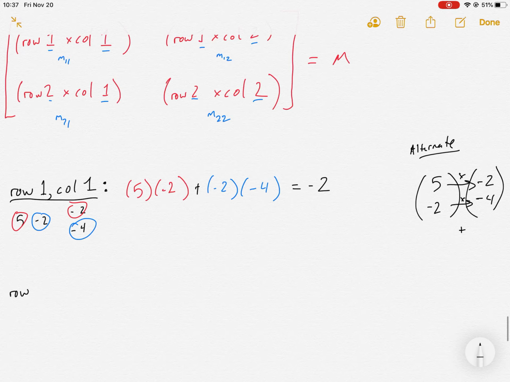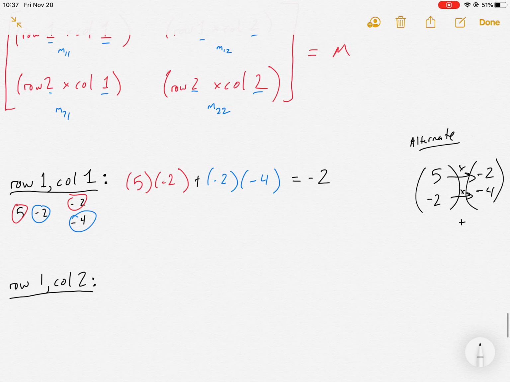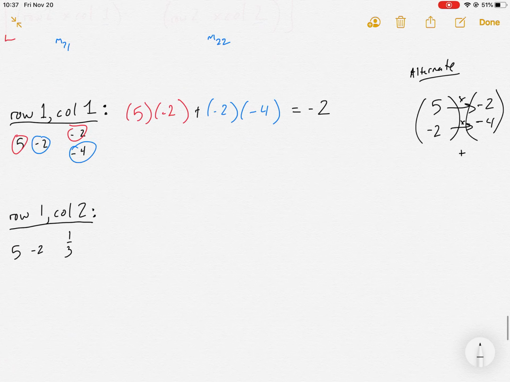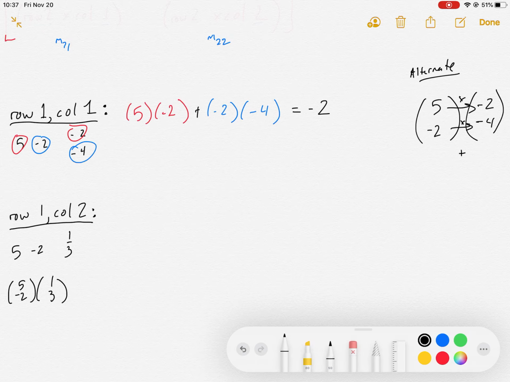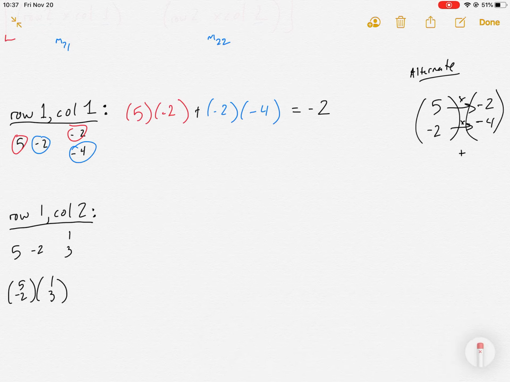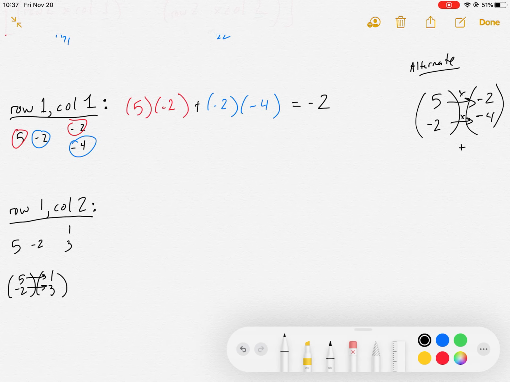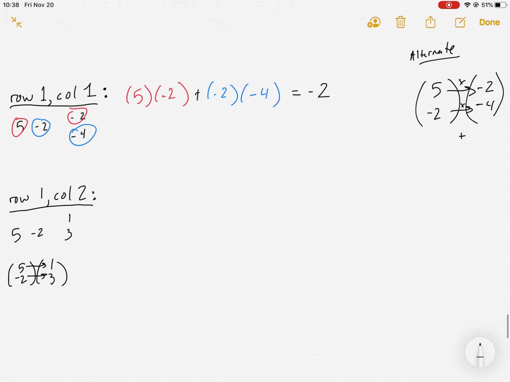So then let's go ahead and look at row 1, column 2 now. I still have row 1, so it's 5, negative 2, but column 2 is 1, 3. So multiplying, we end up with 5 times 1 plus negative 2 times 3. So I end up with 5 minus 6, so I get negative 1.